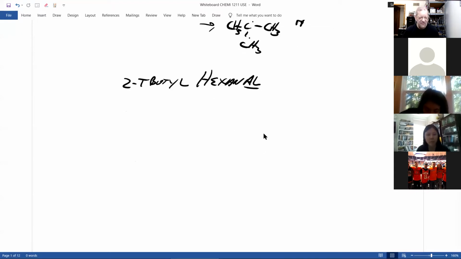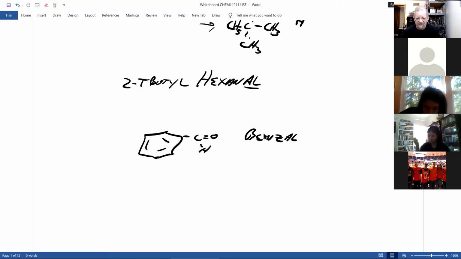Now, don't forget, the 6-membered ring, carbonyl, hydrogen. The IUPAC name is the common name, and this is benzaldehyde. As you learned in our previous lab, it smells like maraschino cherries, or as I think of it, Dr Pepper, and it also smells like almonds.